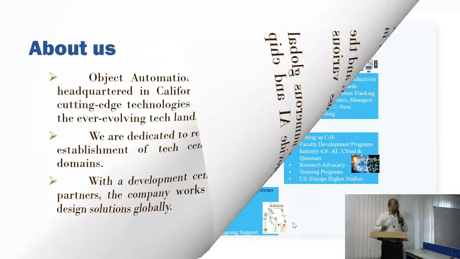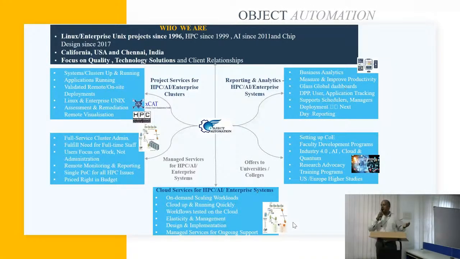Here, if you can see, we have five different verticals. We started in the year 1996 by doing projects. Then we moved into HPC, high performance computing projects, from 1999. Then since 2011 we are concentrating on artificial intelligence, and from 2017 we are doing chip design solutions. We have offices in California and Chennai, India. Mainly we focus on quality technology solutions and client relationships.